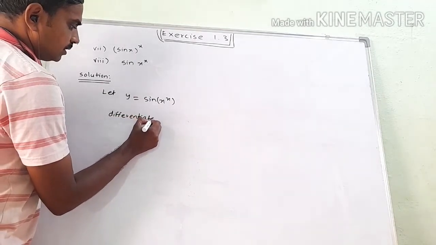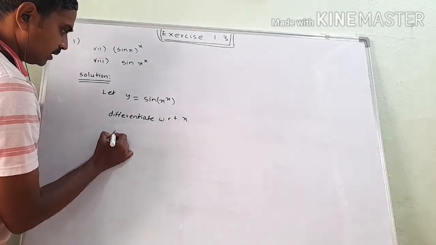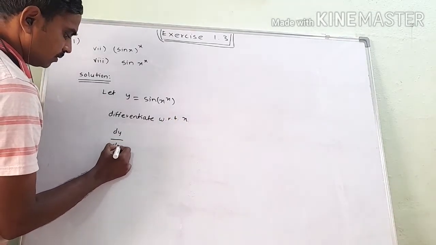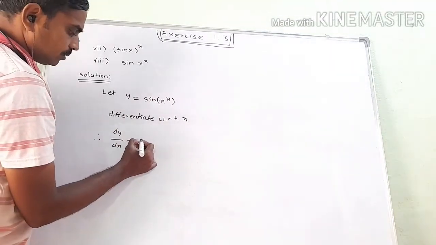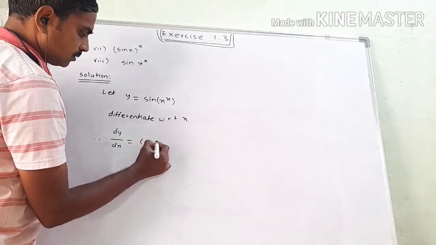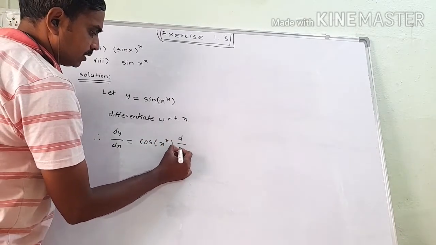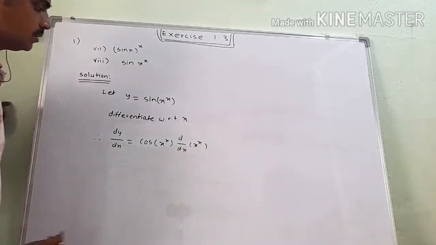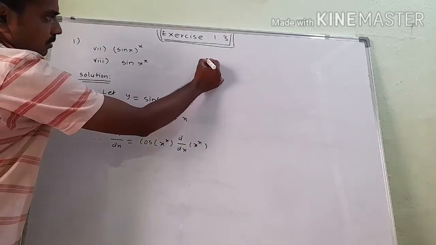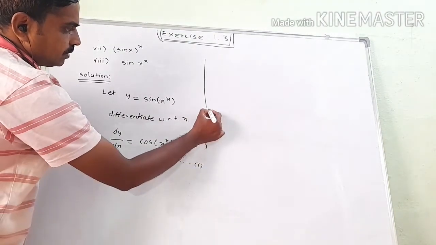First of all we will differentiate y with respect to x, then we get dy by dx. First of all we will use the formula for sin of f of x. What is the derivative of sin of f of x? It is cos of f of x into again the derivative of f of x, meaning d by dx of x raised to x. We will write this equation as equation number 1.